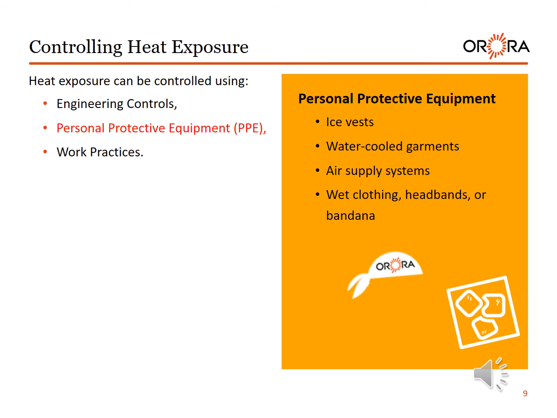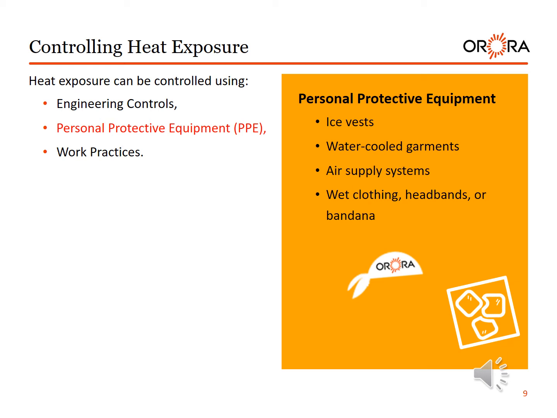Controlling heat exposure. Heat exposure can be controlled using engineering controls, personal protective equipment, PPE, and work practices. There are specialized types of PPE that can be worn under other types of protective clothing to cool the body. Ice vests have many pockets where ice packets can be inserted. Water-cooled garments have a battery-driven pump that circulates coolant through chambers in the clothing.